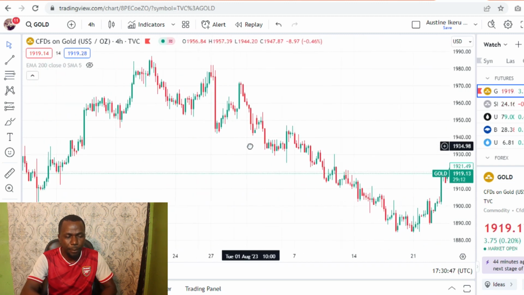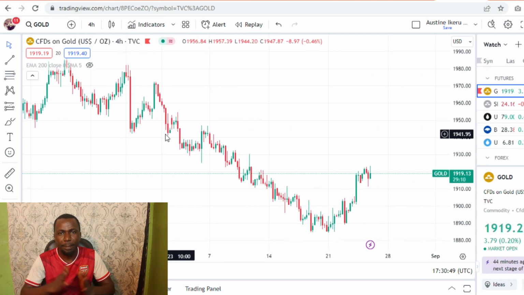Now, if you look clearly, what is the price action telling you? The price action is telling you that the market is in a downtrend. So that is the price action here. The market is in a downtrend, right? Good. The market is in a downtrend.